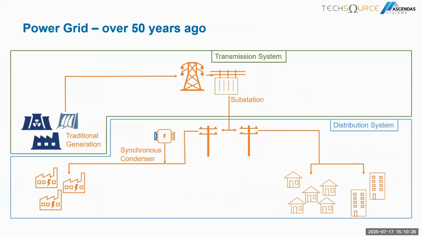You can see that these are the legacy systems that we have seen. In traditional grids, power generation is centralized, like coal, nuclear maybe, or hydroelectric, produced at a high voltage and transmitted over long distances through robust transmission systems. So these are high voltage transmission lines, for example, and substations to step down the voltages. And for example, we have synchronous condensers to help manage reactive power and maintain stability.